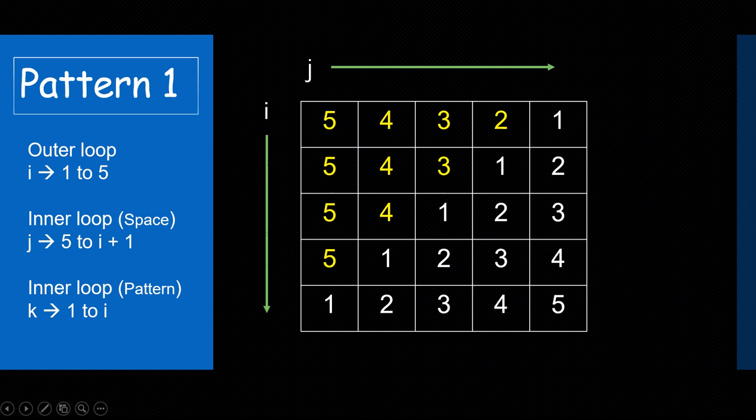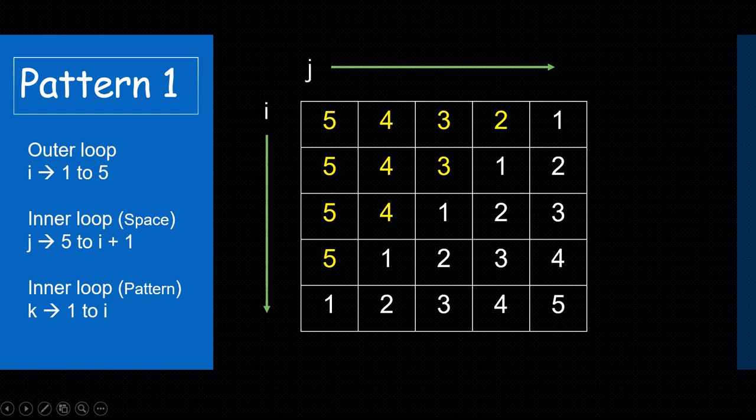In the second row it starts from 5 and ends at i plus 1, where the value of i is 2, so 2 plus 1 is 3. And then in the next row it starts with 5, and the i value will be 3, so 3 plus 1 is 4. So it goes on decreasing every row.